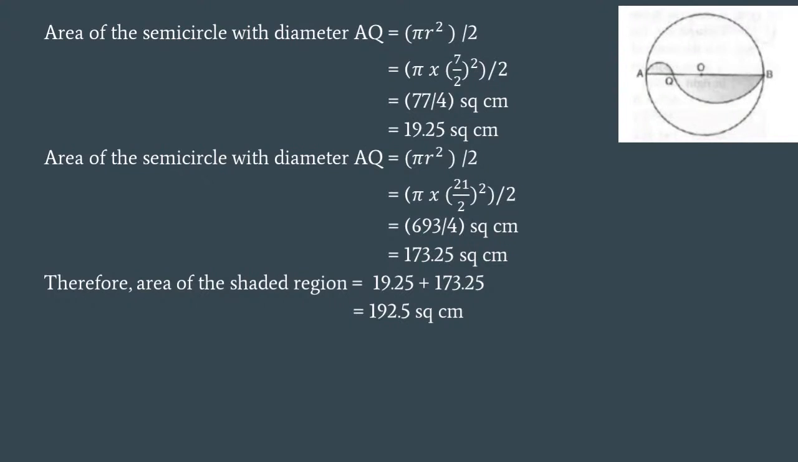Similarly, the area of the semicircle with diameter QB is found. Here the value of the radius is 21 by 2. So substituting it in the formula, we get pi into 21 by 2 the whole square by 2. That's nothing but 693 by 4 centimeters square. That's equal to 173.25 centimeters square. Therefore, the area of the shaded region is given by 19.25 plus 173.25. That's equal to 192.5 centimeters square.